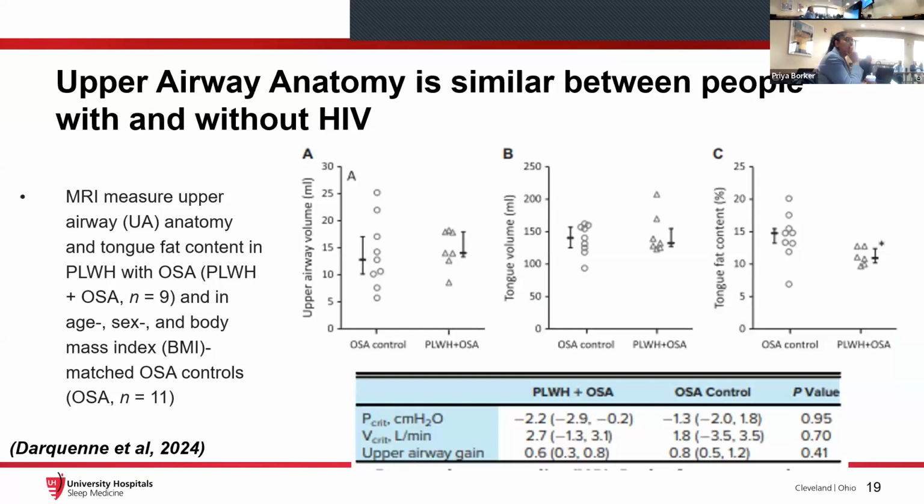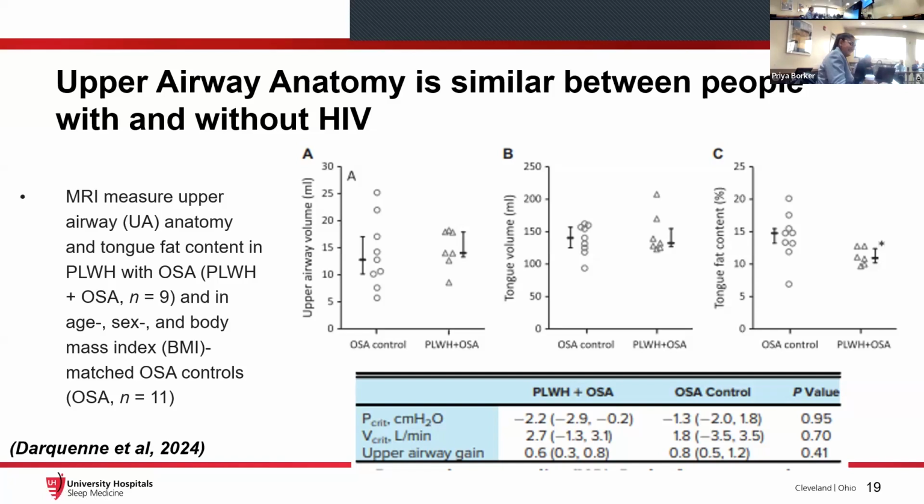And so this study also wanted to assess if the upper airway anatomy was different in people with HIV compared to those without. And so they actually measured the upper airway using MRI. And you can see here that it's a very small sample, right, of 9 versus 11. But people with HIV seem to have a similar measure of their upper airway volume and their tongue volume and their tongue fat content between the two groups. If anything, there was a signal for a lower amount of tongue fat content in people living with HIV. However, the other values seem to be very, very comparable. Okay, good job. They did everything.